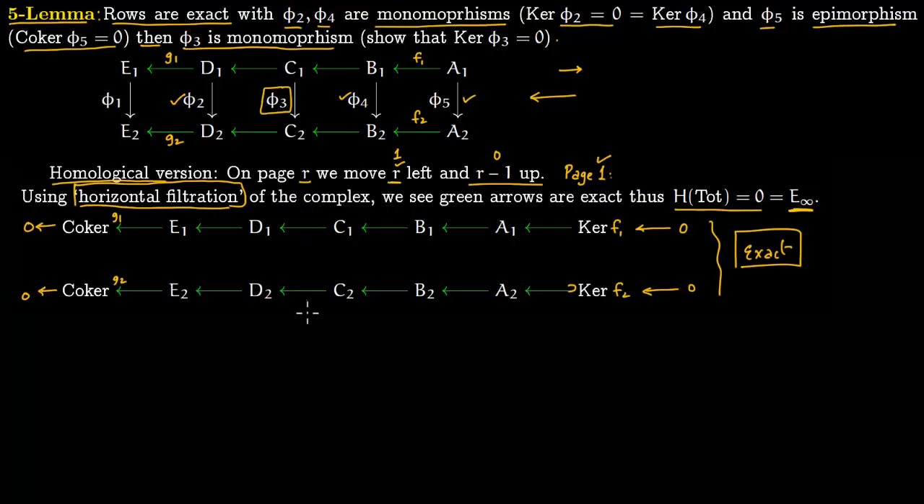We got 2 exact rows after doing some manipulation with f1, f2, g1, g2. They were exact, which means the homology of the total complex is just 0. So page infinity completely consists of 0 in every p,q position. You know page infinity is like a chessboard, and on every square sits a 0 module.